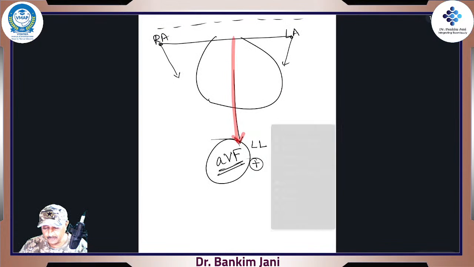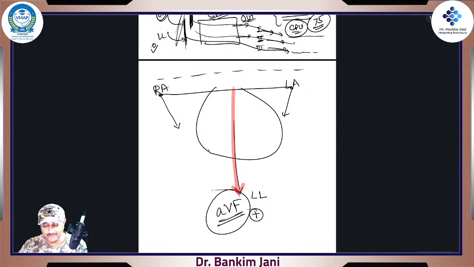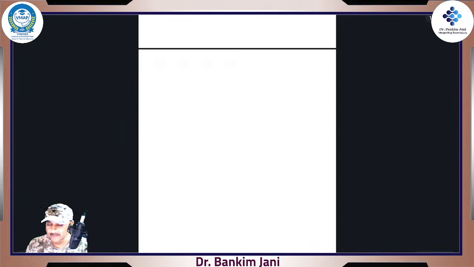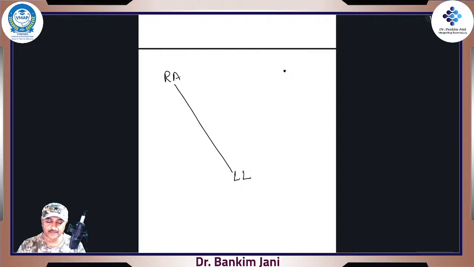If this is fine, let's add one more. This is for AVF, right? What would happen when we draw it like this? This is right arm, this is the left leg, and this is the whole thing as one, and there is one who is watching from here. So what will he be getting? He will not be getting this vector, correct? He will be getting something which is center, and it is perpendicular to this, right?